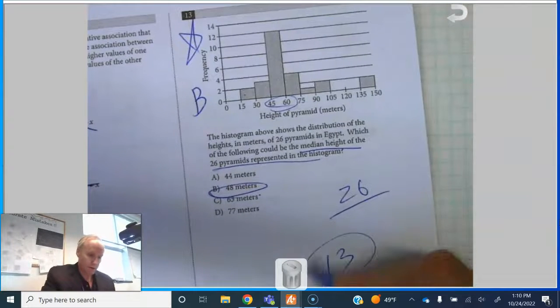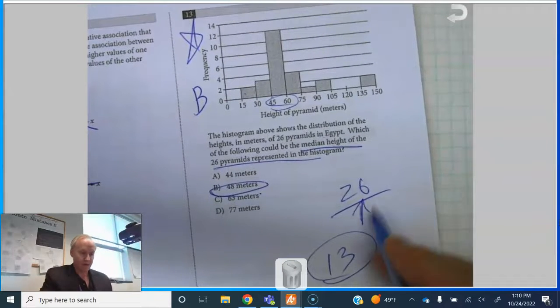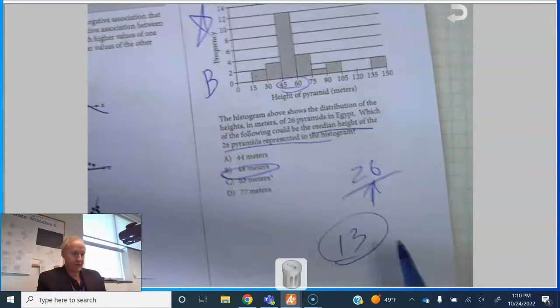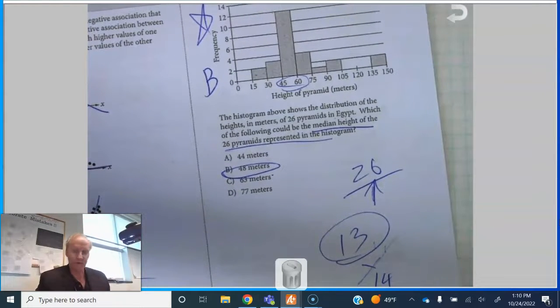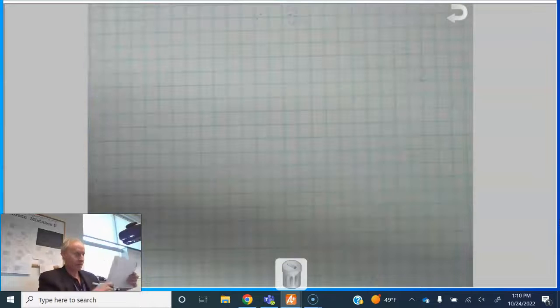For the median, you want it to be in the middle. And out of 26 measures, 13 is going to be near the middle. It's actually 13 and 14. It's going to be the average of those two for the median, but that's okay.